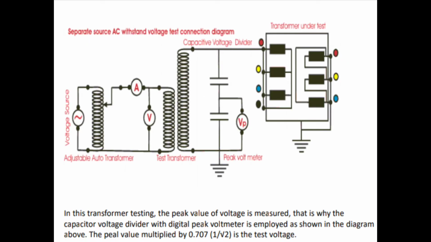This is the diagram of the separate source AC withstand voltage test connection. First of all, voltage source, then adjustable auto transformer, ammeter, voltmeter, test transformer, then peak voltmeter, capacitor voltage divider and transformer under test. In this transformer testing the peak value of voltage is measured. That is why the capacitor voltage divider with digital peak voltmeter is employed as shown in the diagram above. The peak value multiplied by 0.707 (1 by root 2) is the test voltage.